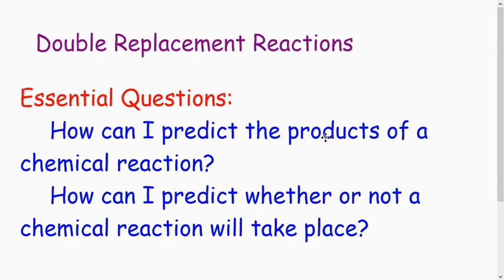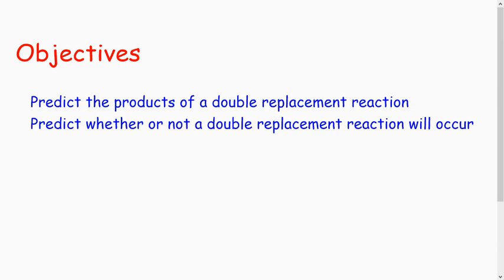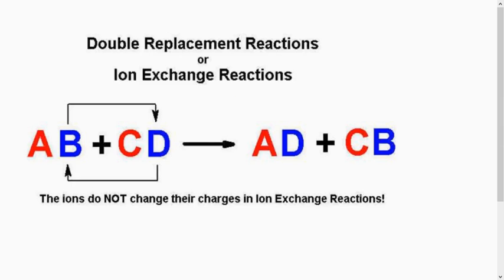In this video, we will be studying double replacement reactions. The essential questions that we'll be looking at are, how can I predict the products of a chemical reaction, and how can I predict whether or not a chemical reaction will take place? By the end of this video, you should be able to predict the products of a double replacement reaction and predict whether or not a double replacement reaction will occur.